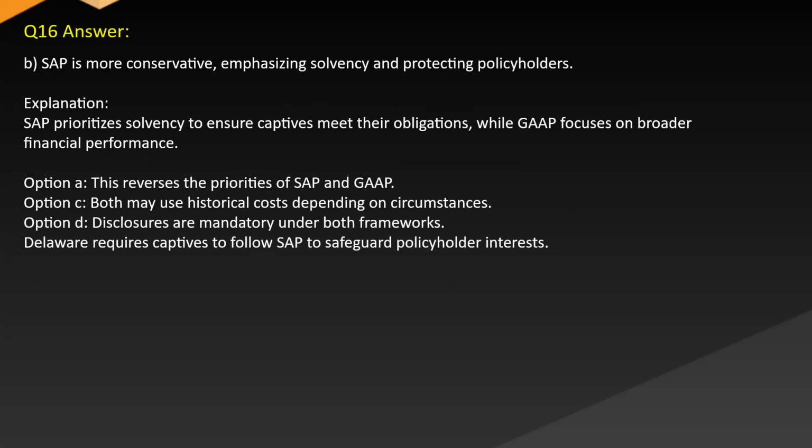Answer. B. SAP is more conservative, emphasizing solvency and protecting policyholders. Explanation. SAP prioritizes solvency to ensure captives meet their obligations, while GAAP focuses on broader financial performance. Option A. This reverses the priorities of SAP and GAAP. Option C. Both may use historical costs depending on circumstances. Option D. Disclosures are mandatory under both frameworks. Delaware requires captives to follow SAP to safeguard policyholder interests.